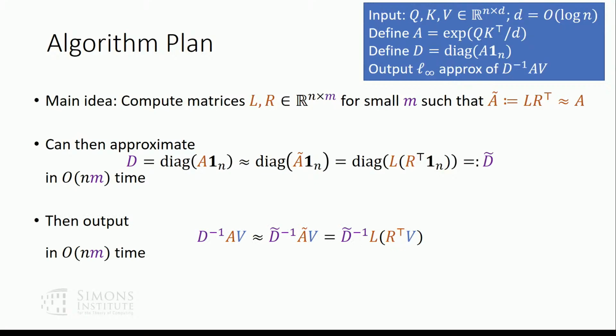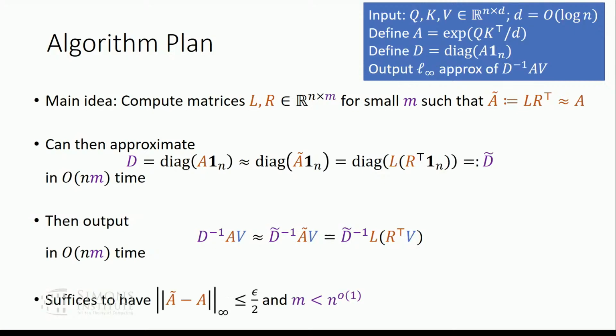And then you can compute the output. Instead of outputting D inverse times A times V, we'll output D tilde inverse times A tilde times V. And again, by breaking up A tilde into L times R transpose, and doing first R transpose times V, then L times that, then D tilde inverse times that, you can also do this in n times m time. So if we have this decomposition, the whole thing takes n times m time.